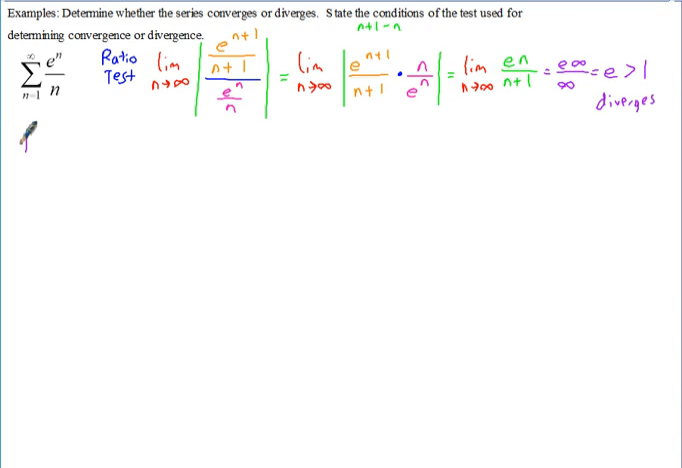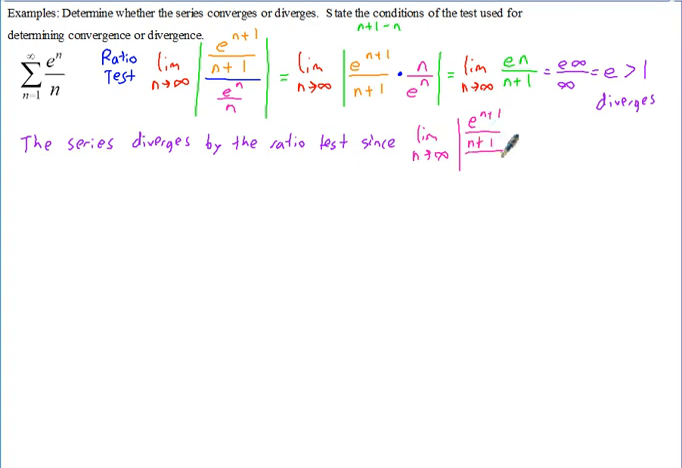So we could say the series diverges by the ratio test since our limit here as n approaches infinity of the absolute value of e to the n plus 1 over n plus 1 divided by e to the n over n was greater than 1.